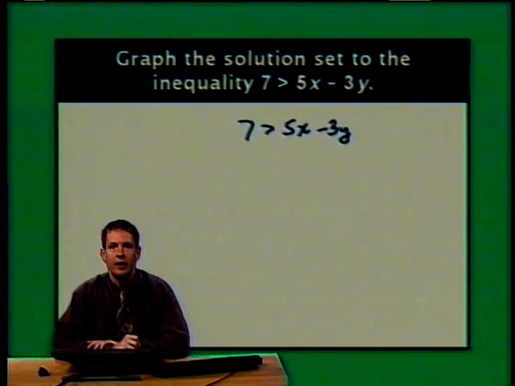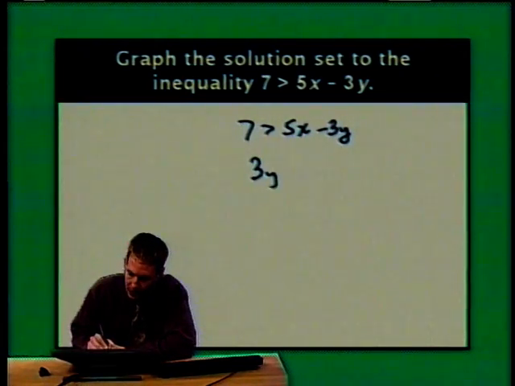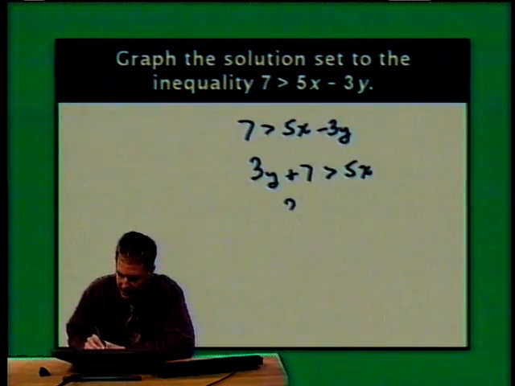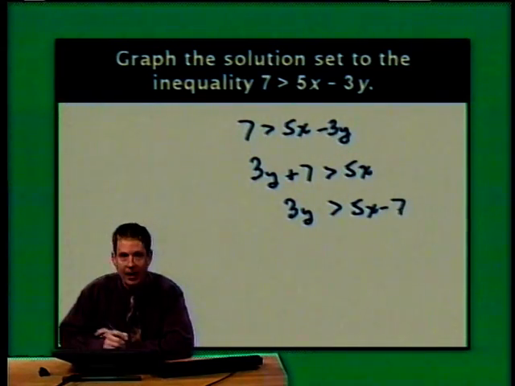The first thing I want to do is move the y term to the left. I can do that by adding 3y to both sides of the inequality. That gives me 3y plus 7 is greater than 5x. Now I want to move the 7 to the right side of the inequality. I can do that by subtracting 7 from both sides of the inequality. That gives me 3y is greater than 5x minus 7.